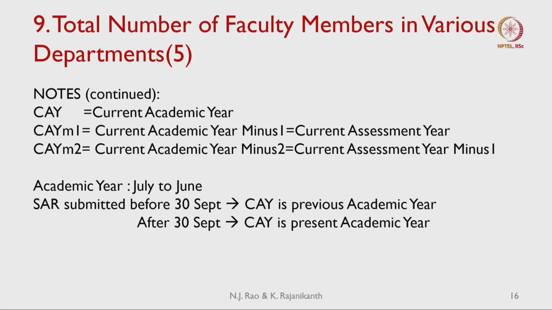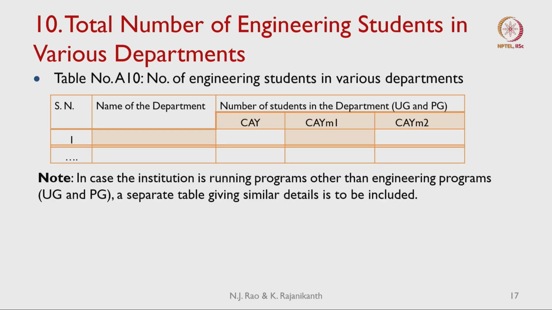So, if in 2025, the SAR is submitted, let us say in the first week of October, then the current academic year, which is the running academic year, that is 2025 July onwards, that would be considered as the CAY. So, based on when the SAR is submitted, the CAY is defined, and once that is defined, CAY-1 and CAY-2 are appropriately defined.